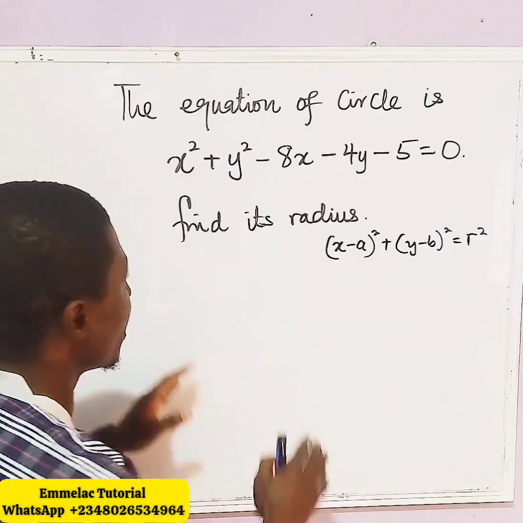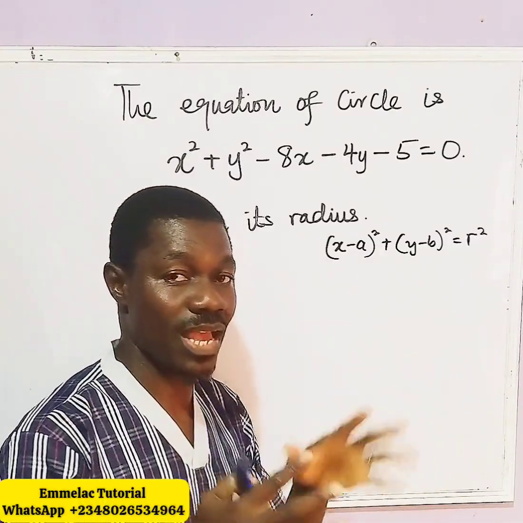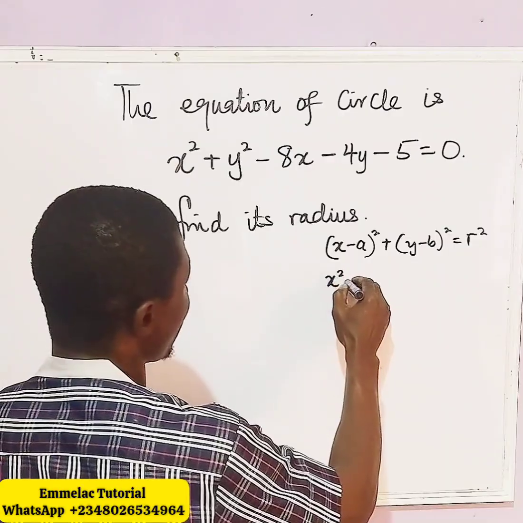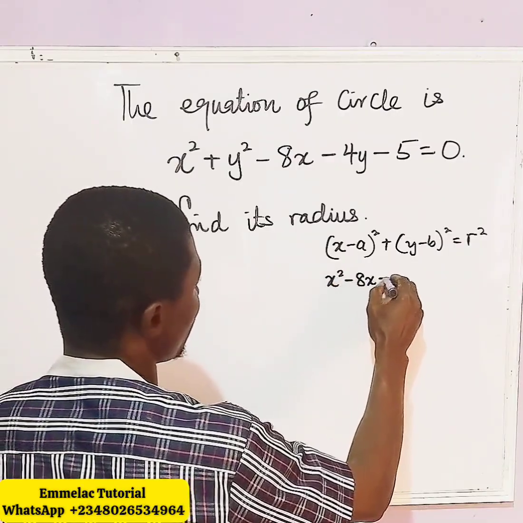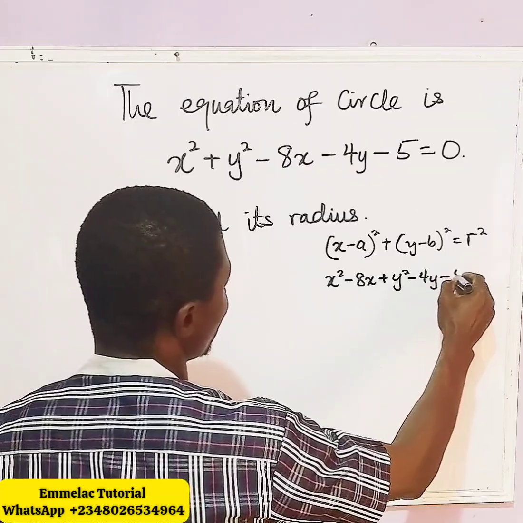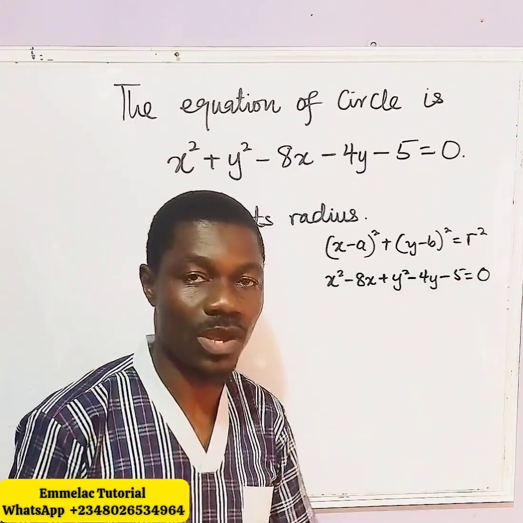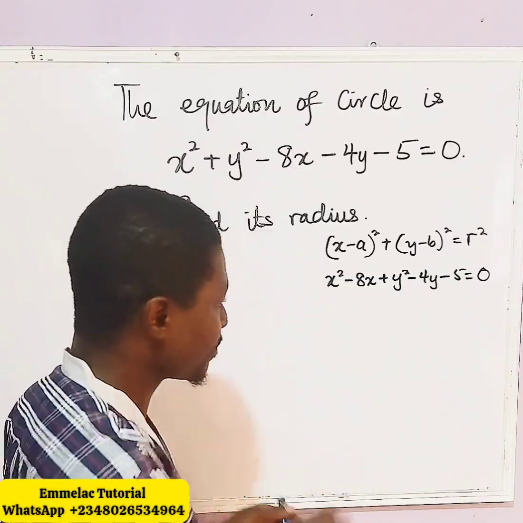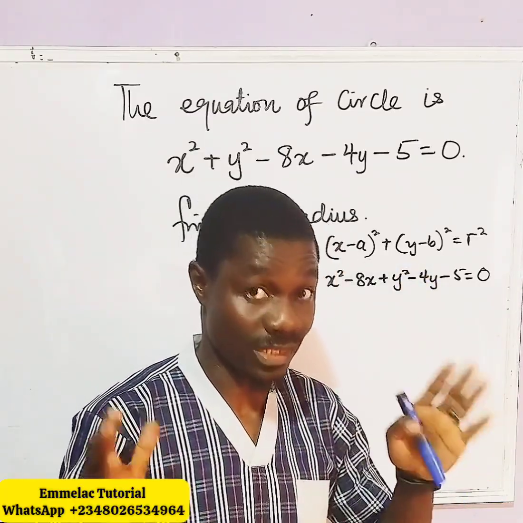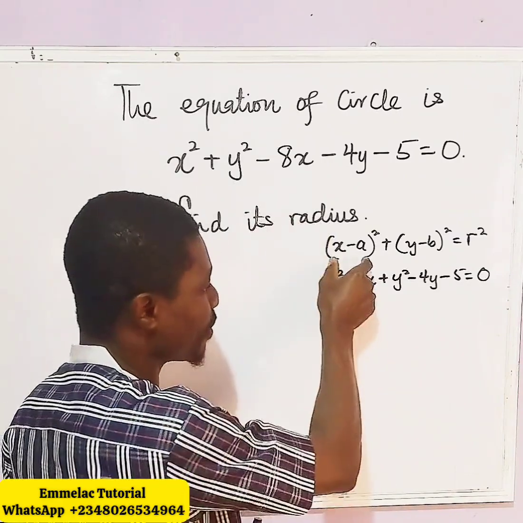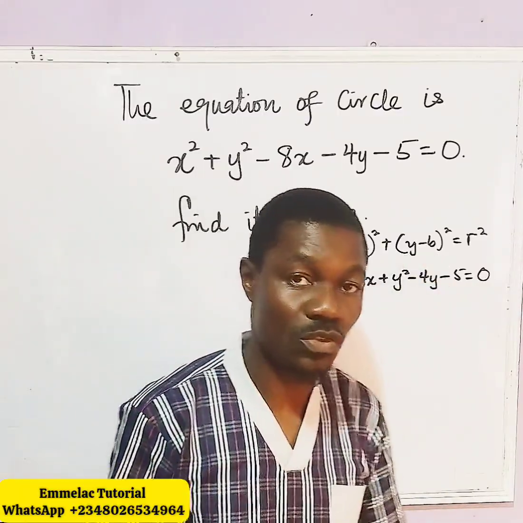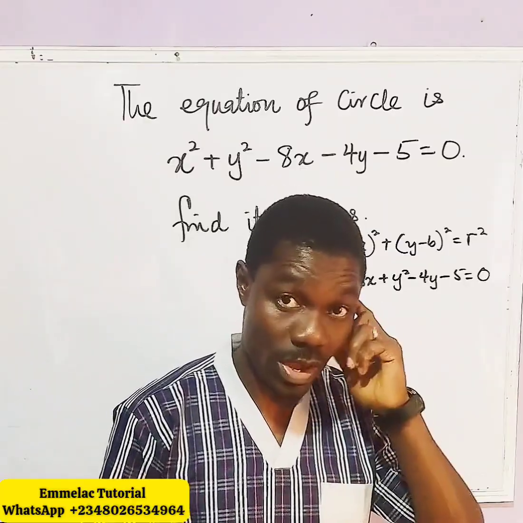Now first of all, let us collect the x's and the y's together, giving us something like this: x squared minus 8x plus y squared minus 4y minus 5 equals 0. Now if you look at the original equation of a circle, you get to see that this term here and this term here is more or less like a perfect square. So how do we get a perfect square from the x here, and from the y here? We're going to make use of the completing the square method.